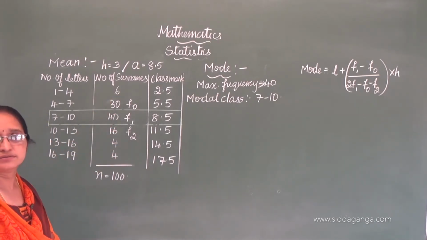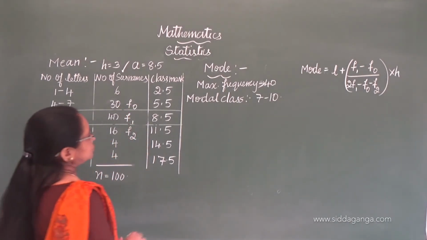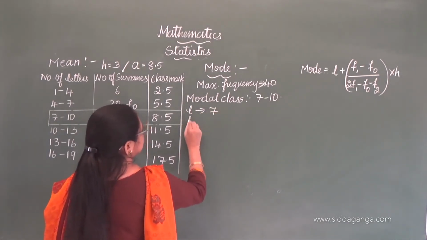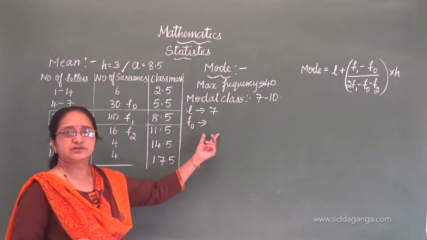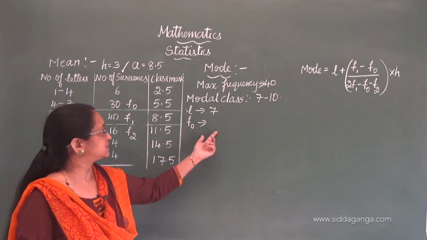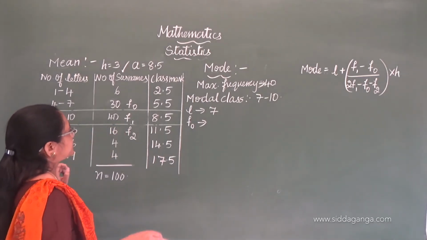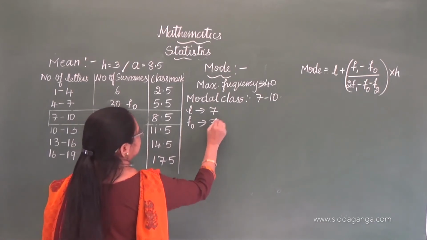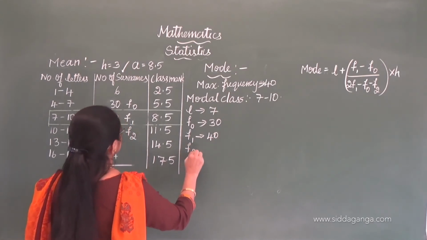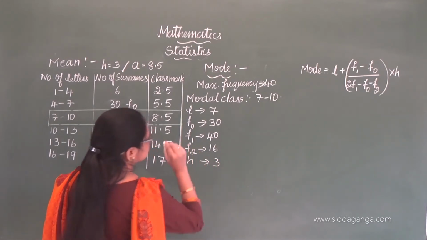So, try to recall. See, all this is like a revision. We are covering all the 3 central tendencies. So, I will write here L. L is 7 and F0. I think I need not give the explanation because I have given it in the first problem. So, in the first exercise, what is F0, what is F1, what is F2? F0 is 30, F1 is 40 and F2 is 16. What else do we need? H, of course we know, that is 3.